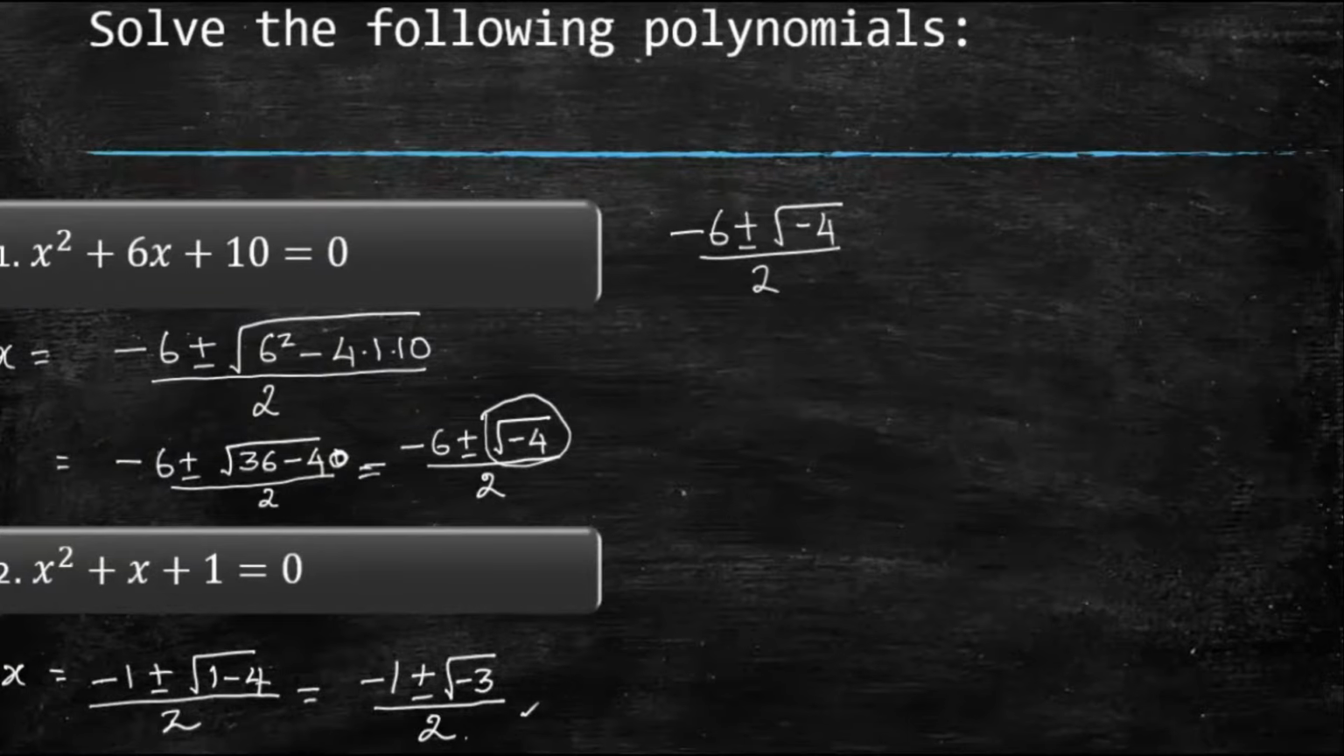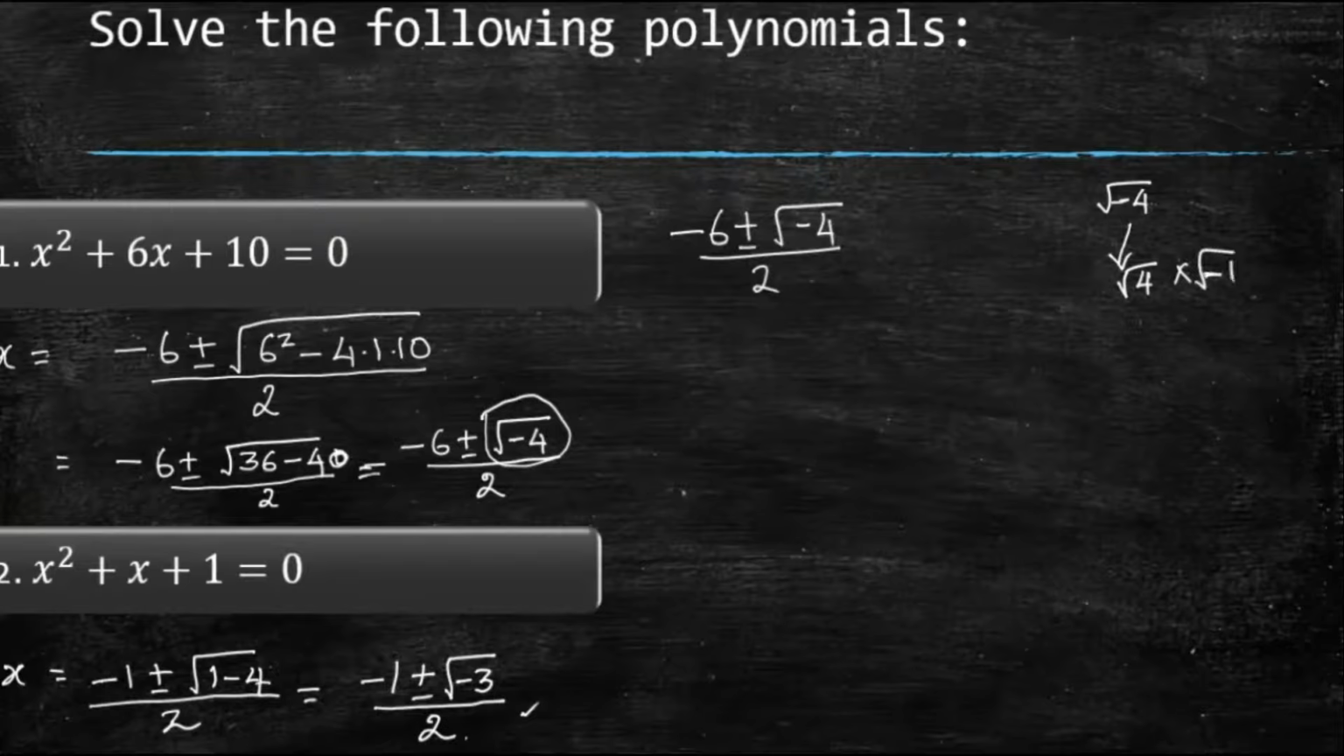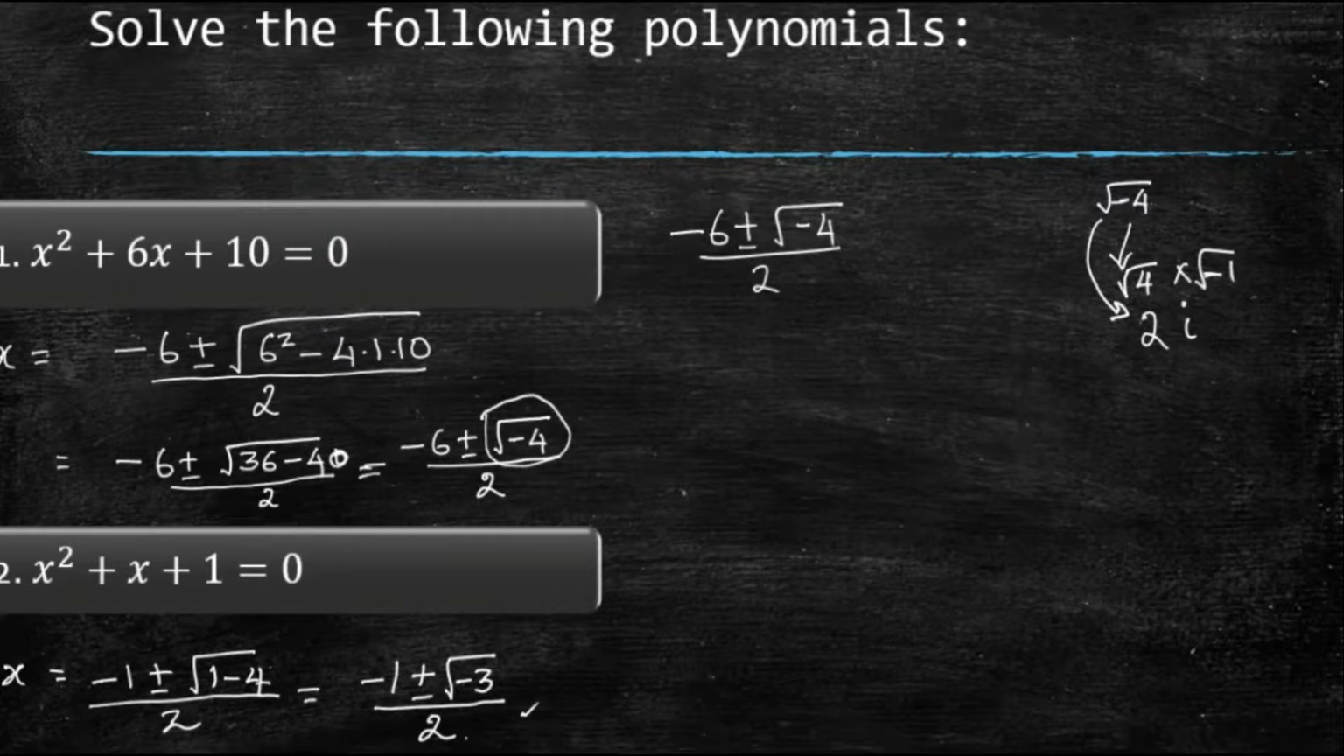So how will you simplify square root of negative 4? This can be written as square root of 4 times square root of minus 1, and square root of 4 is 2 and square root of minus 1 is i. Therefore square root of minus 4 is actually 2i. So this can be written as minus 6 plus or minus 2i over 2. Or in short, if you simplify this further, this is minus 3 plus or minus i.